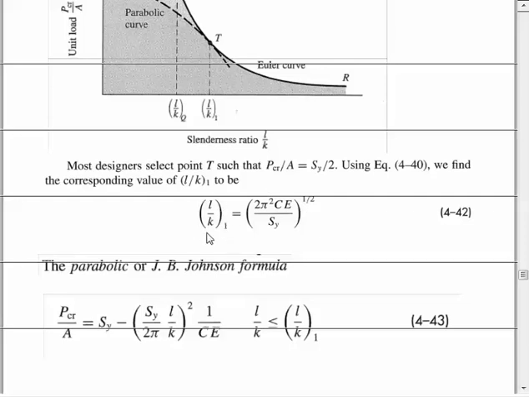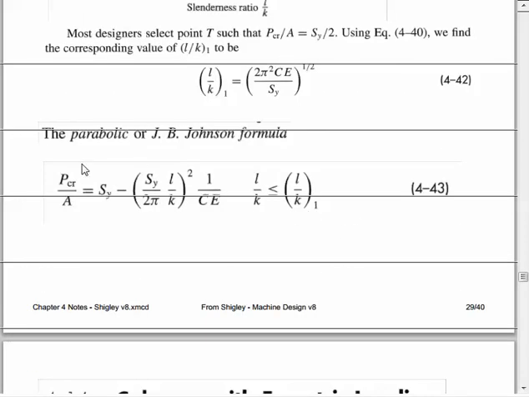We compare the critical value to the L over K of our actual structure. If our structure is longer than this L over K, then we have an Euler beam. If our structure's L over K is shorter, then we have a Johnson beam. Once we determine that we have a Johnson beam, of course, we need to know the critical loading formula. So this is the critical loading formula for the Johnson beam.